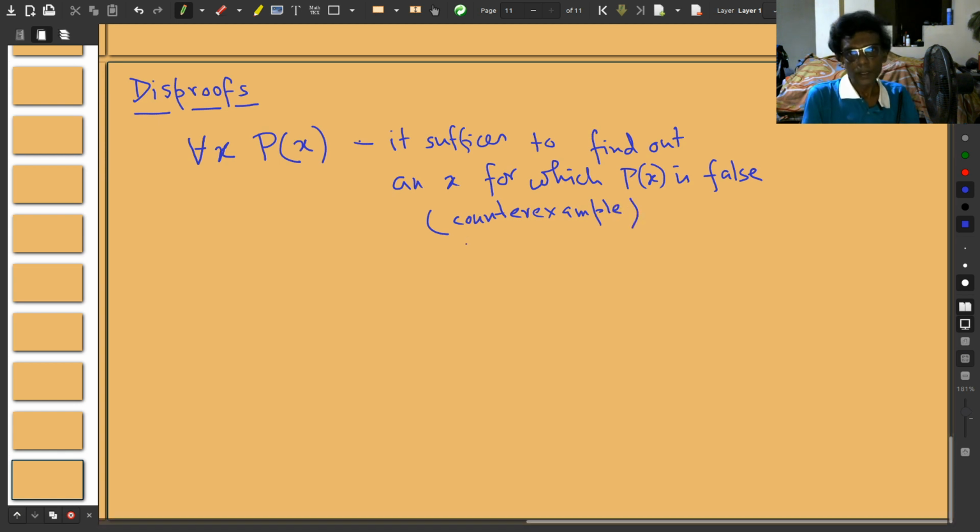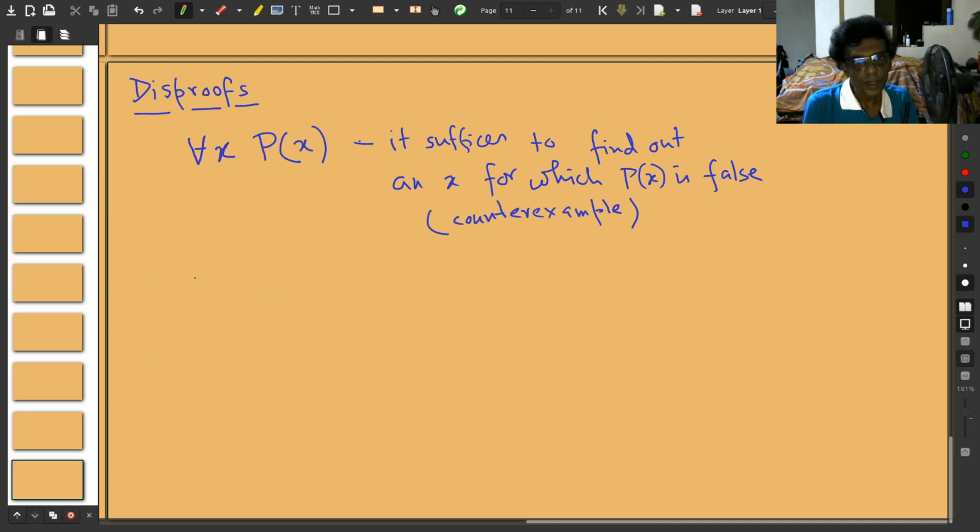Okay. And once again, this proof may be constructive or non-constructive. If you can explicitly construct a value of x for which this is false, you are done. It's a constructive proof. Or if you somehow prove the existence of some x without knowing it explicitly, it's a non-constructive proof.